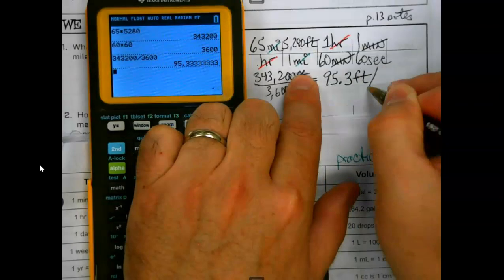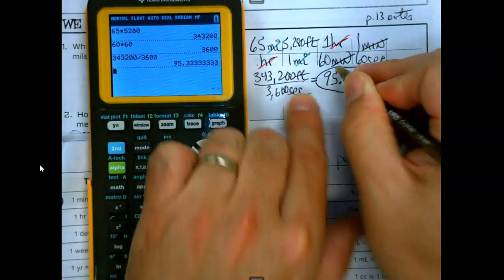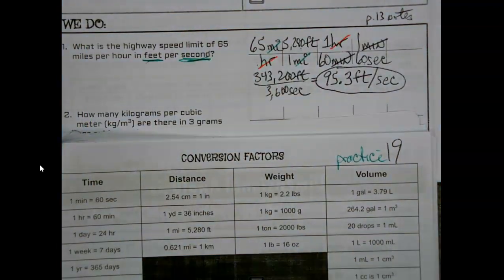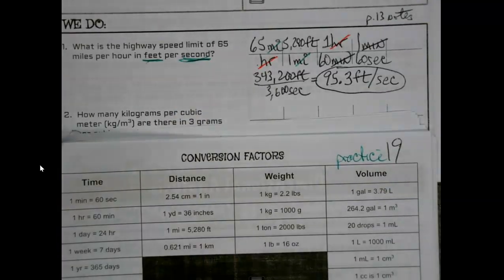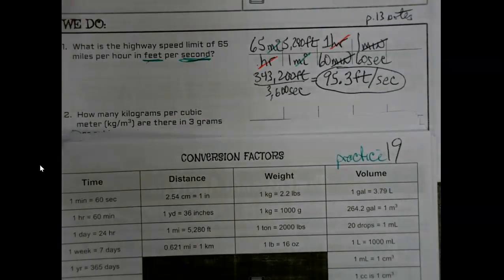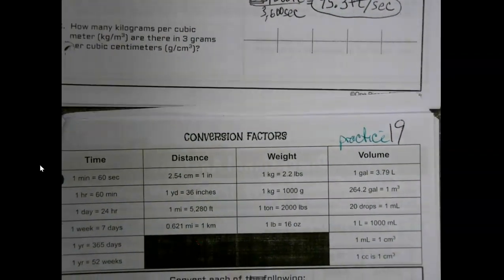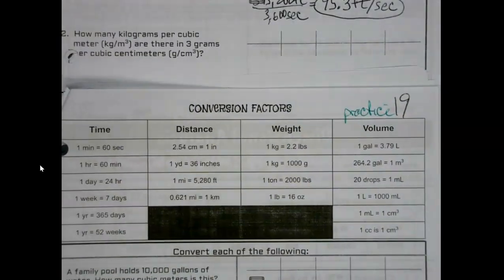But make sure your labels stay. 95.3 feet per second. That's pretty quick. Pretty quick. I don't think I could go that fast. Then again, I can't run 65 miles an hour either. So that's basically the trick that we're running with these. It's just getting those conversions set.